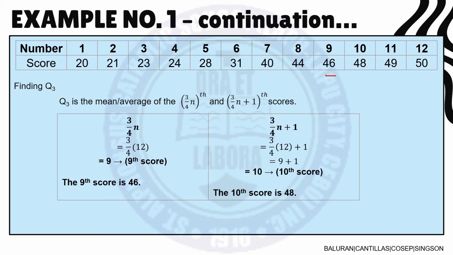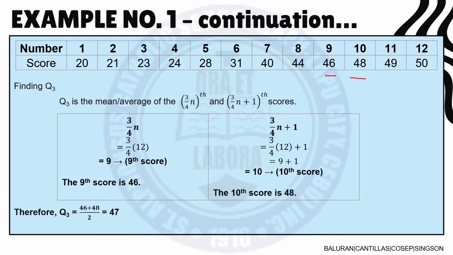Then the next formula would be 3/4 times n plus 1. 3/4 of 12 is 9. 9 plus 1 is 10. Therefore, locate the 10th score of the given data. Therefore, it is 48. Then after which, take the average of 46 and 48.